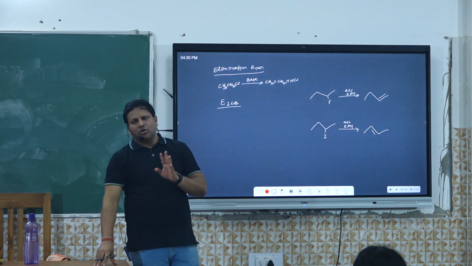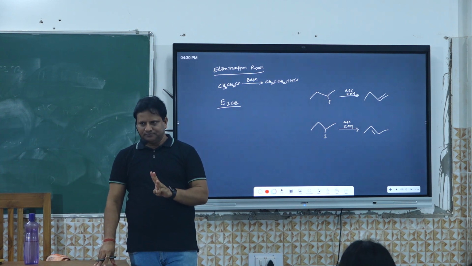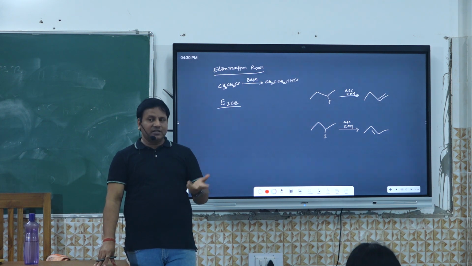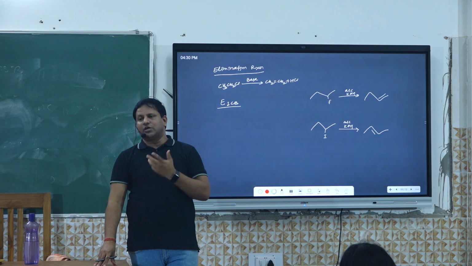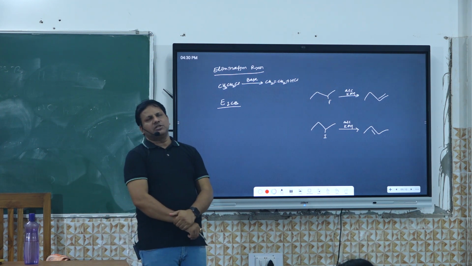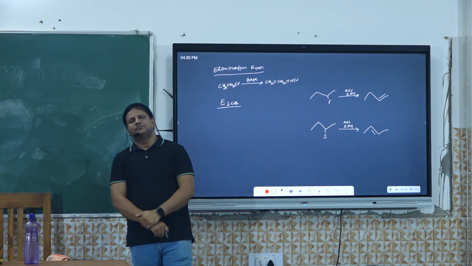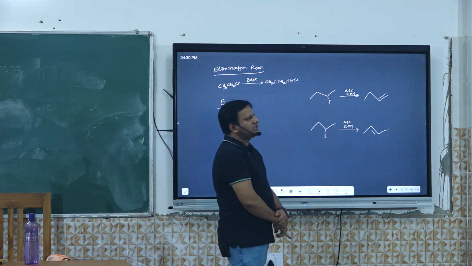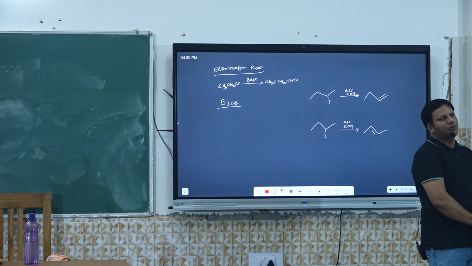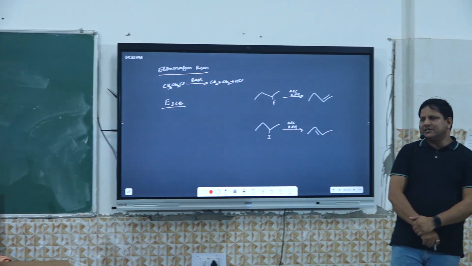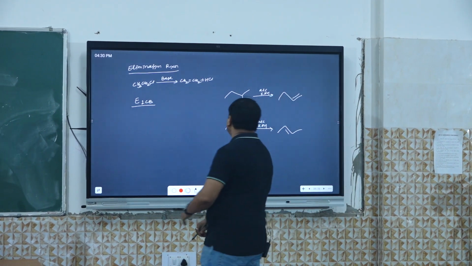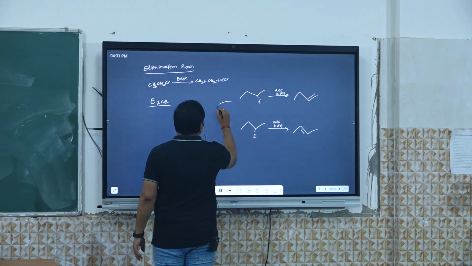So Hoffman product happens in three cases. First, when there is a poor leaving group like fluorine. Second, when there is a bulky base. Third, when a conjugated double bond is formed. Okay, so write E1CV when the leaving group is a poor leaving group. When the leaving group is poor, its elimination is not possible.